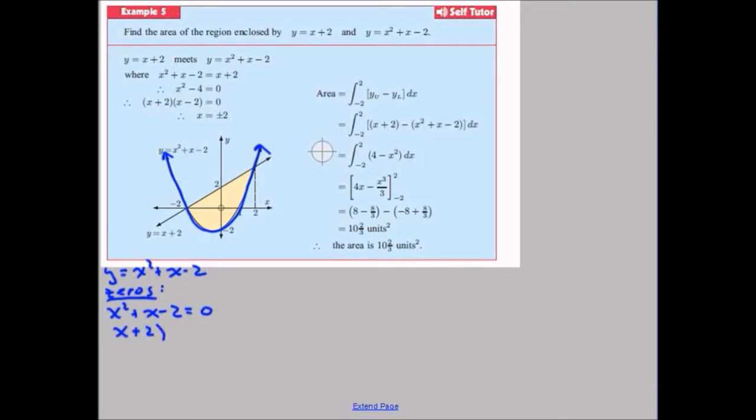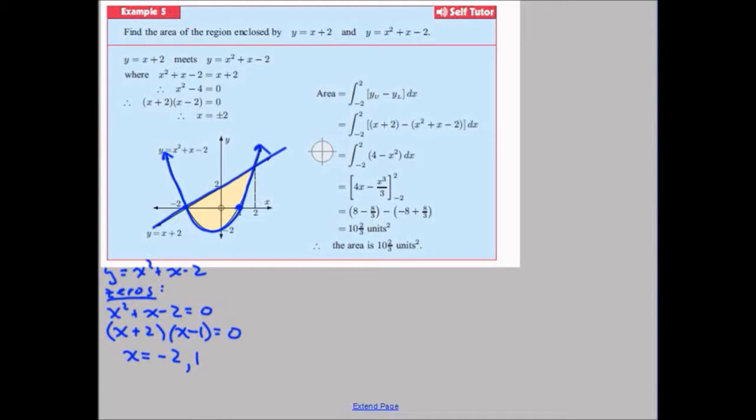x plus 2, x subtract 1. So x is negative 2 or positive 1. Okay, so there's negative 2, here's positive 1. Perfect. We also know what x plus 2 looks like when we graph that: y-intercept of 2, slope of 1. Okay, now we can figure out our area.